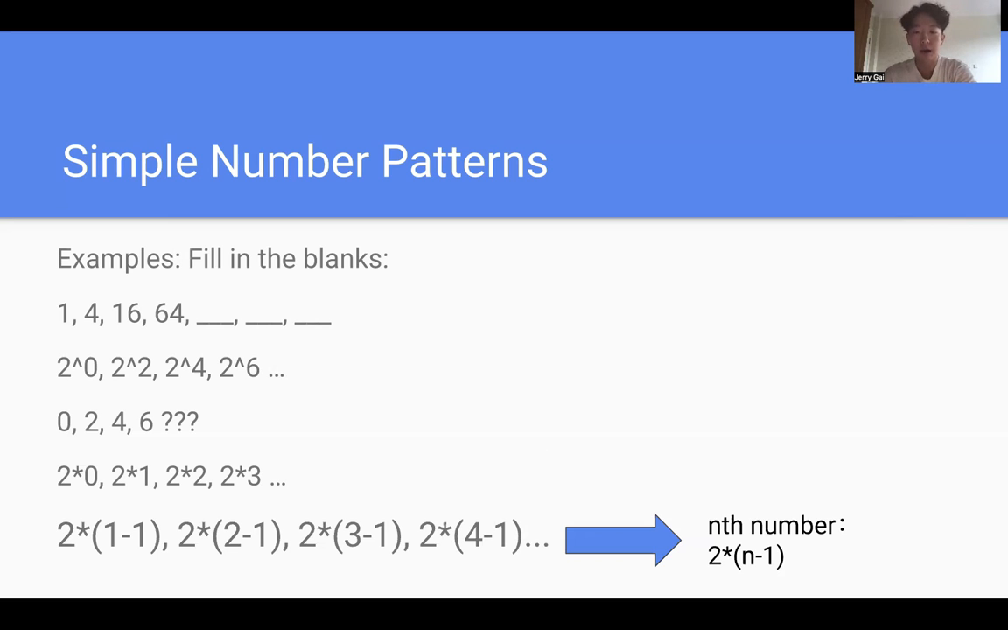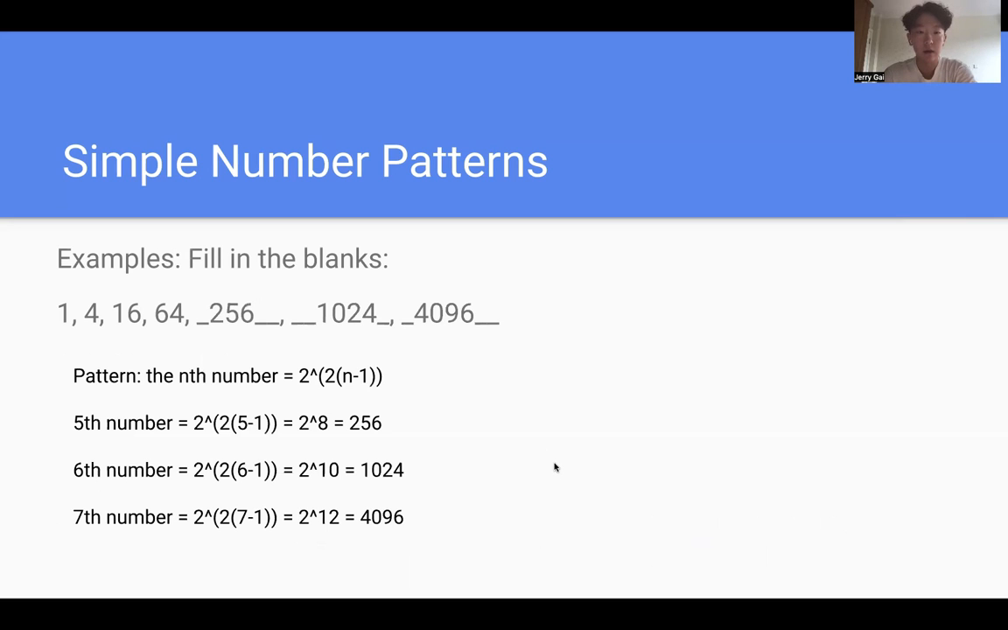So if you put that pattern back into the original sequence, you can get the pattern of the original sequence: the nth number is just 2 to the power 2 multiply n minus 1. So the fifth number is 256, which is equal to 2 to the power 2 multiply 4. And also you can get the sixth number and seventh number.